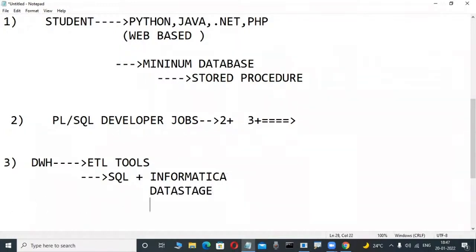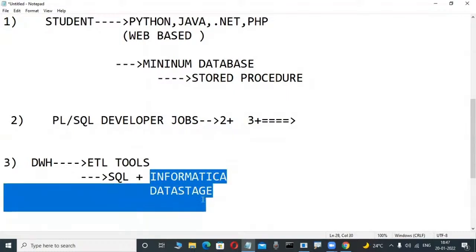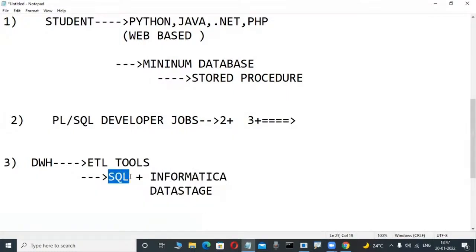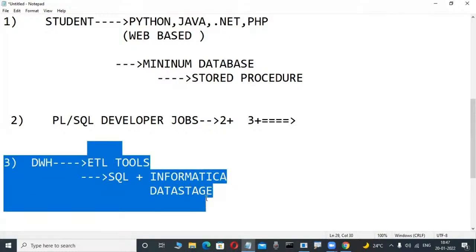Again, Talend is a tool. These ETL tools have a graphical user interface. They are learning them, which means minimum knowledge of SQL is required. That's why they are learning these courses, for these jobs also.